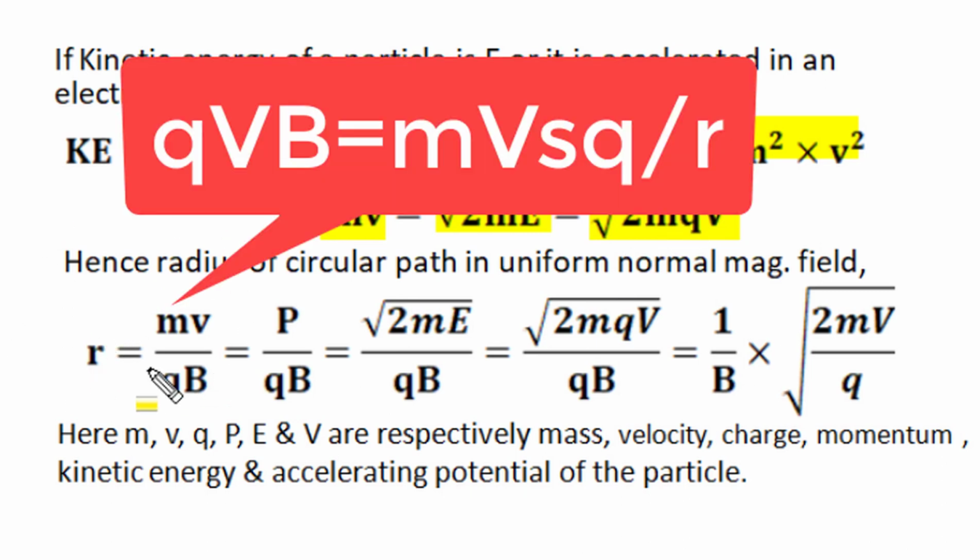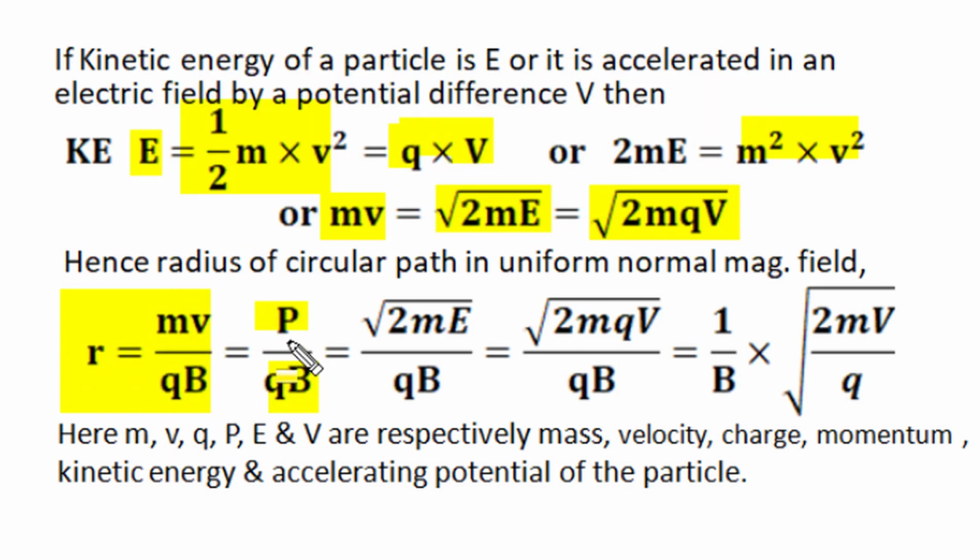And we know in uniform circular motion, when the magnetic force QVB becomes equal to the centrifugal force mv squared by r, then the radius of circular motion is given as mv upon qB. mv is linear momentum, so the radius is given as momentum divided by the product of charge and magnetic flux density. In place of linear momentum we can write root 2mE, and the radius becomes root of 2mE divided by qB. And if kinetic energy is attained by accelerating potential V, then in place of kinetic energy we can write qV, and our relation for the radius of circular motion becomes root 2mqV divided by qB.